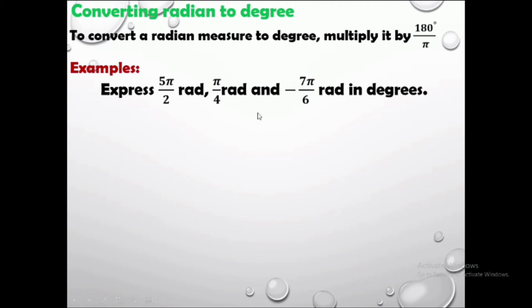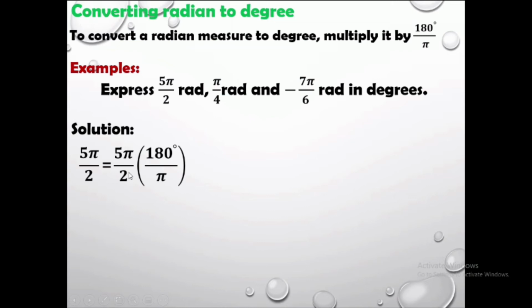Converting radian to degree. To convert a radian measure to degree, multiply it by 180 degrees over pi. Examples. Express 5 pi over 2 radians, pi over 4 radians, and negative 7 pi over 6 radians in degrees. So, i-multiply natin ang 5 pi over 2 sa 180 degrees over pi. Then, i-cancel natin yung pi. So, the product is 900 degrees over 2. Therefore, 5 pi over 2 equals 450 degrees.